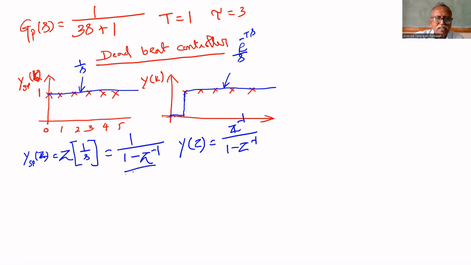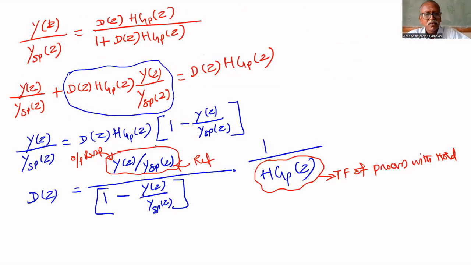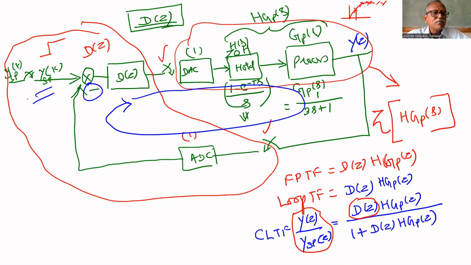So what is the difference between input and output? Input is a signal given at t equal to 0. Output is also a step function, but starting from the first sampling period. The input to the system is 1 by 1 minus Z power minus 1. The Z transform of the output is Z power minus 1 upon 1 minus Z power minus 1.